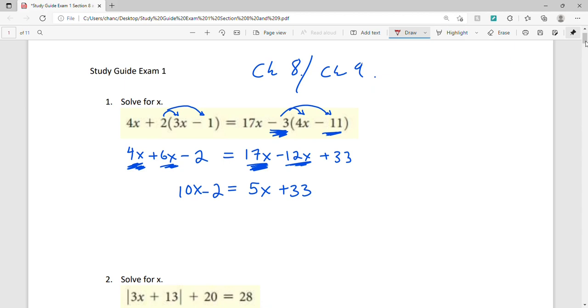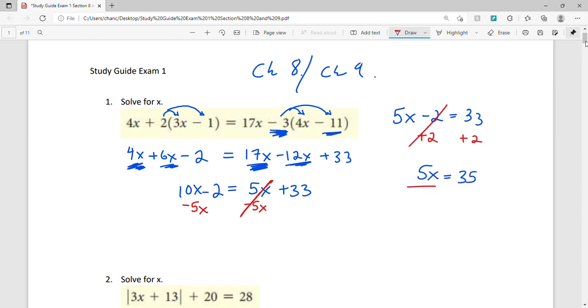Let's isolate the x first, so I'll start by subtracting 5x to both sides. This 5x and -5x cancels out. On the left we have 10x minus 5x, which is 5x. And on the right we just get a 33. The next step is to add 2 to both sides. And so this simplifies to 5x equals 35.